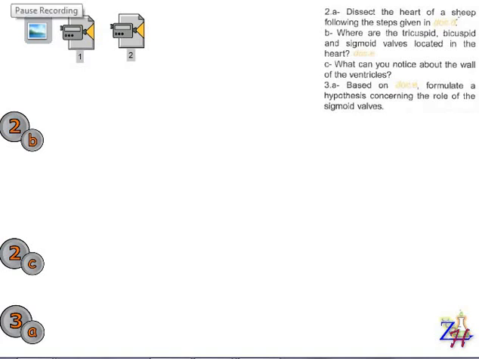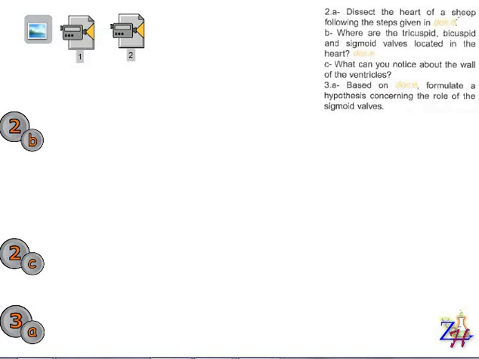Okay, now let's start with number 2, part A. Dissect the heart of a sheep following the steps given in document C or D. I will attach a video of heart dissection on the YouTube channel also for you to see, because we can't do it in the lab.